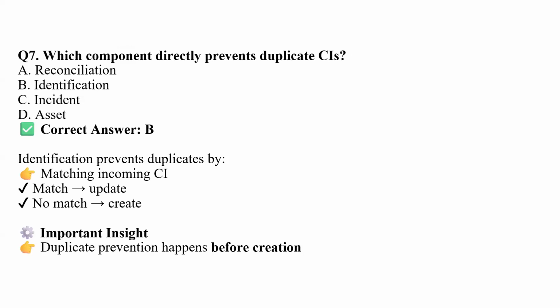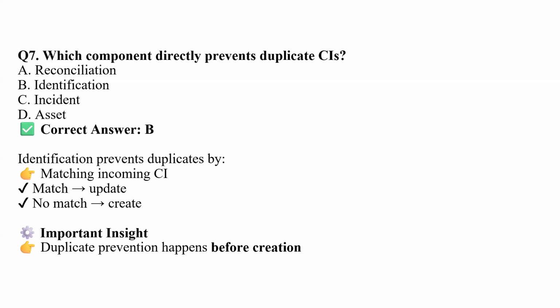So we already discussed the use of an ID card. What an ID card does is prevent duplicate entries. The same logic applies here: identification prevents duplicate CIs. Identification prevents duplicates by matching the incoming CI. If there is a match, then it updates. If there is no match, then it will create. So before creation, it should prevent duplicate entry.